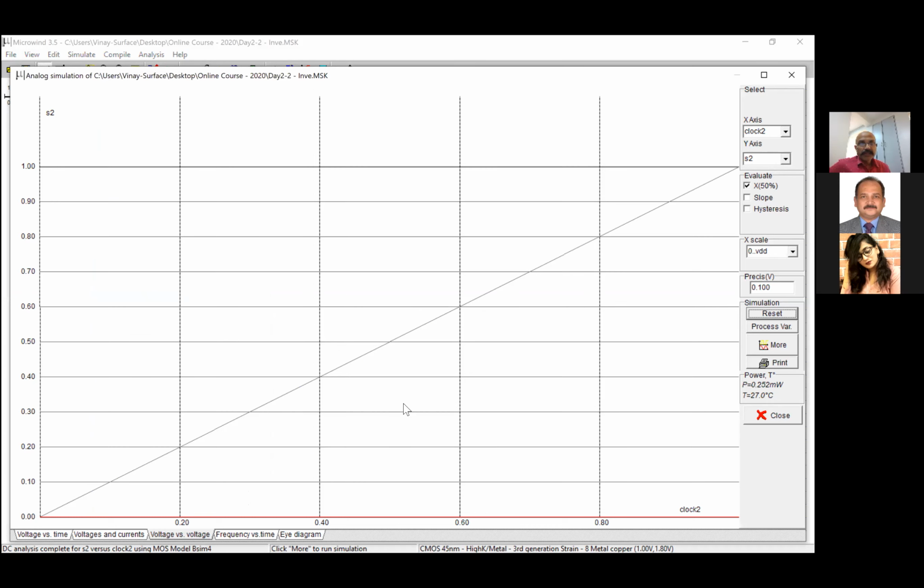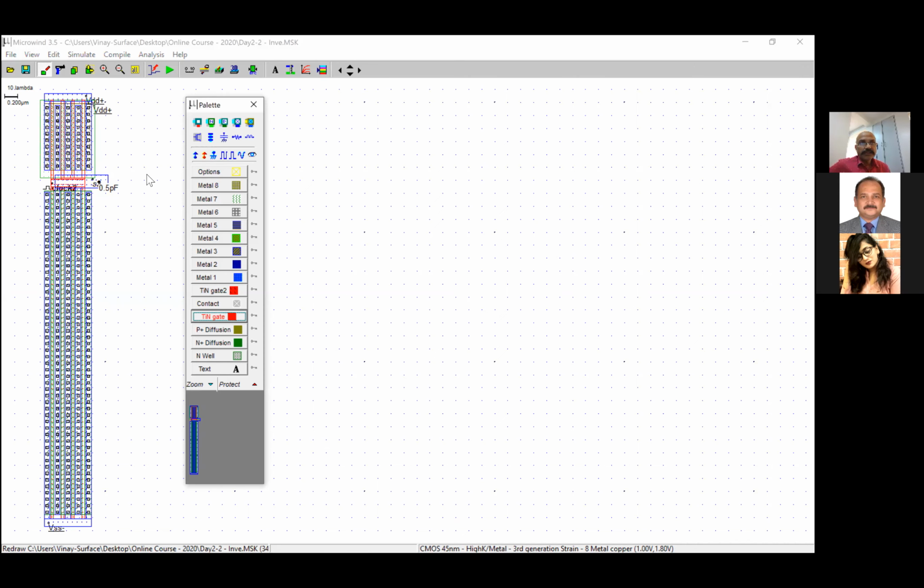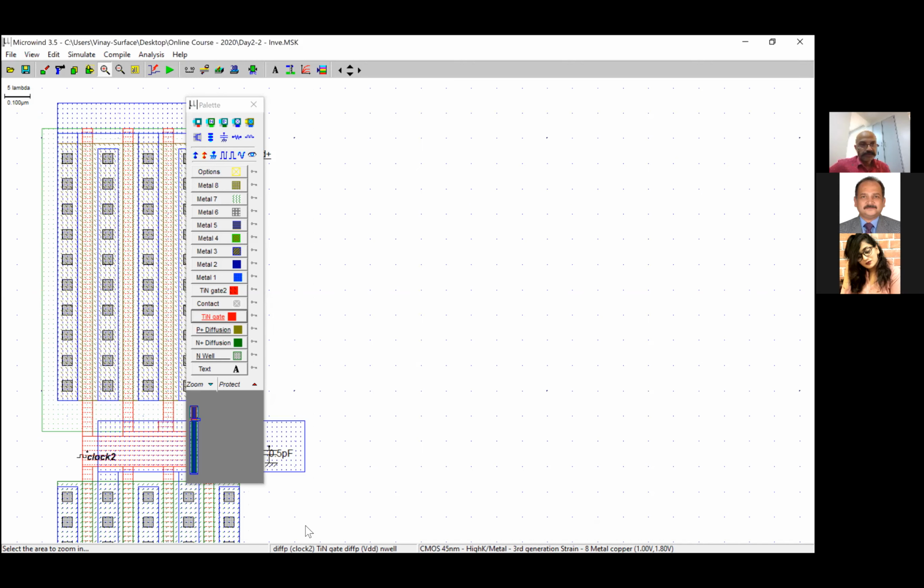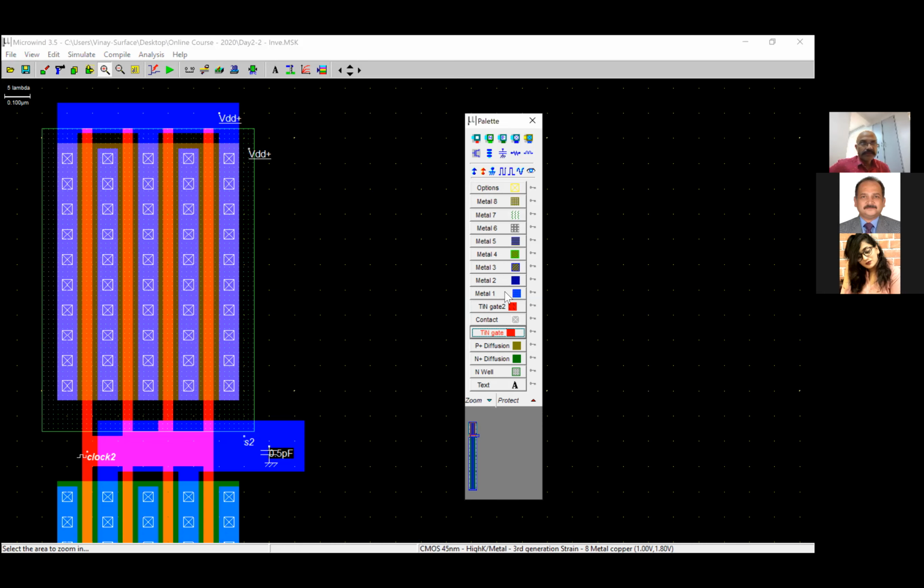Just a second. I forgot to add the metal lines. I have to join the metal lines also, alternate ones.